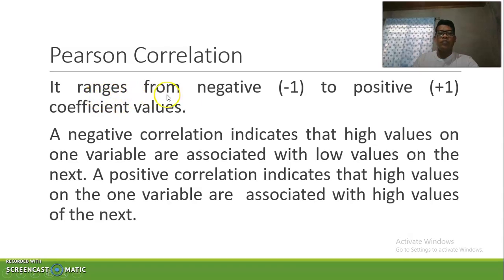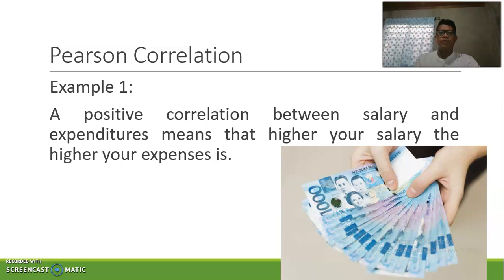The correlation coefficient ranges from negative to positive value. So a negative correlation indicates that high values on one variable are associated with low values on the other variable, whereas a positive correlation indicates that high values of one variable are associated with high values of the other variable. So, for example, a positive correlation between salary and expenditures means that the higher your salary, the higher your expenses are.